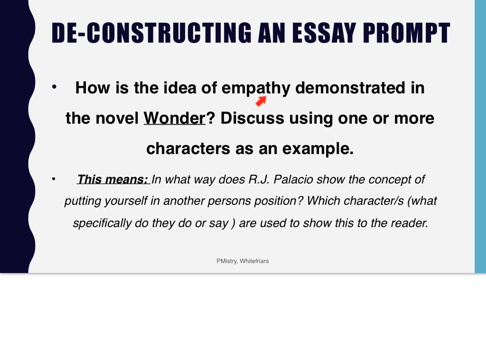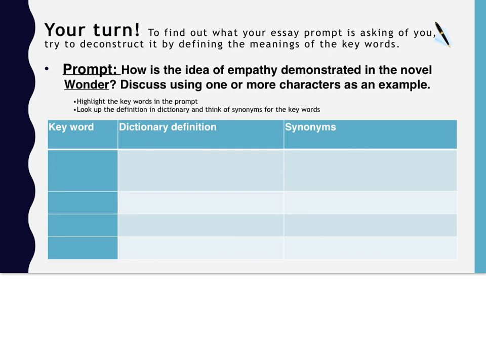How is the idea of empathy demonstrated in the novel Wonder? Discuss using one or more characters as an example. So this means, what does Palacio show? In what ways, I beg your pardon, does R.J. Palacio show the concept of putting yourself in another person's position? Which characters? What do they do? What do they say? What are their actions and words used to show this? So which characters does the author use to show empathy, particularly towards August?